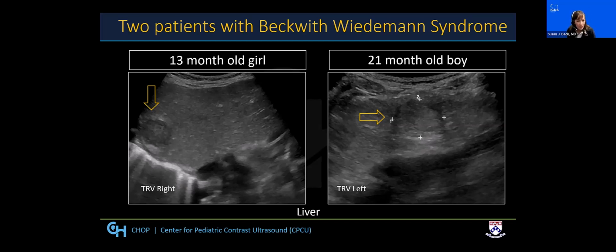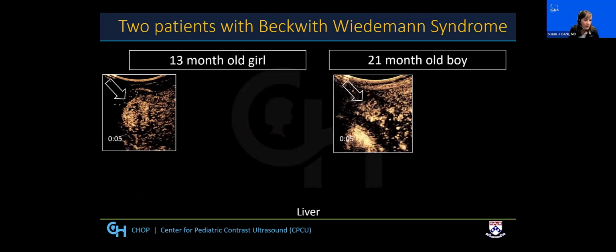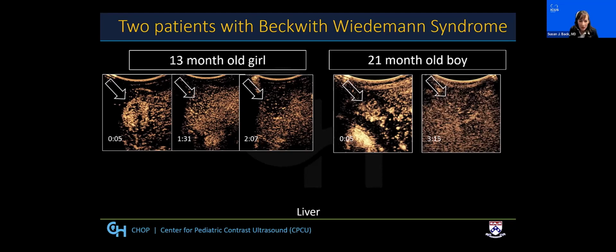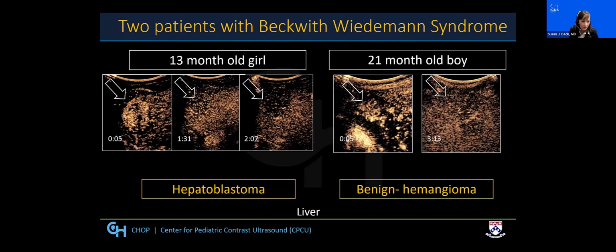For each of them, we chose to go to contrast ultrasound next. And you'll see in the first few seconds of contrast enhancement for each child, there is hyperenhancement of the lesion. When we continued to watch the lesion in the little girl, there was washout from the central aspect of the lesion, while in the delayed images of the little boy, we see that the lesion has sustained contrast enhancement. So based on these imaging patterns, we were more concerned that the little girl had a tumor consistent with hepatoblastoma, while the boy had a more benign appearance of his lesion. And with confirmation with tumor markers and follow-up imaging, these diagnoses were confirmed.